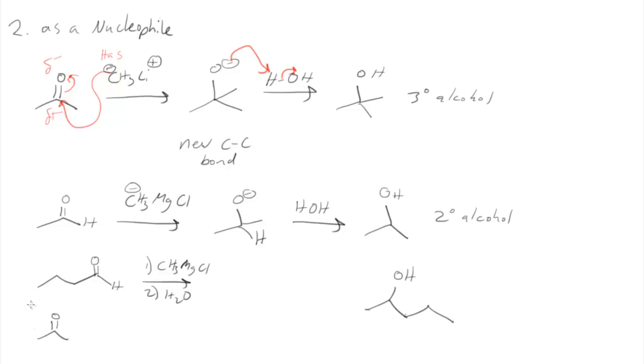Or we could start with acetaldehyde and add propyl magnesium chloride, followed by water, and that would make 2-pentanol. So there are a couple of different ways that we could do that.